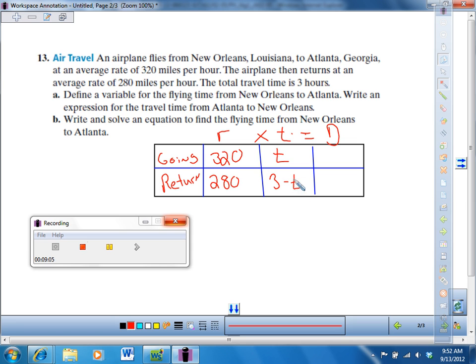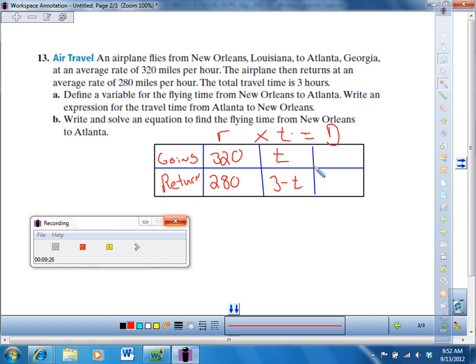3 minus T, right? Remember, if I have $5 in my pocket, I give away $2. How much do I have left? 5 minus 2, or $3. So if I have 3 hours in my pocket, I give away T hours, I have left 3 minus T hours.